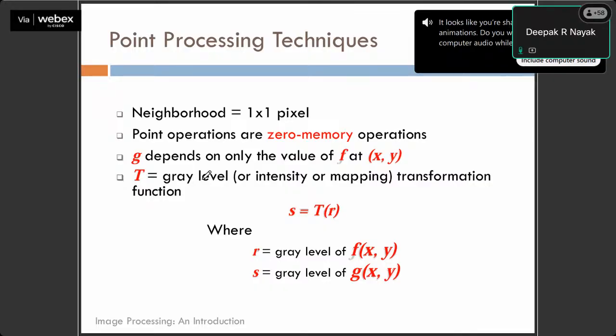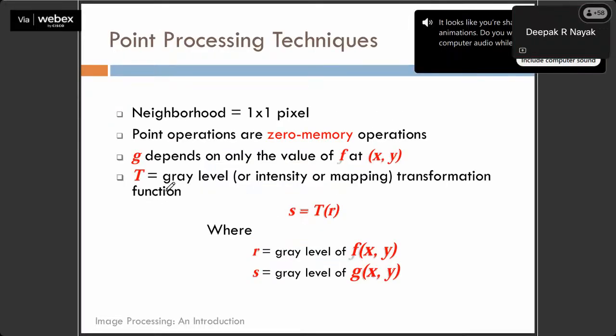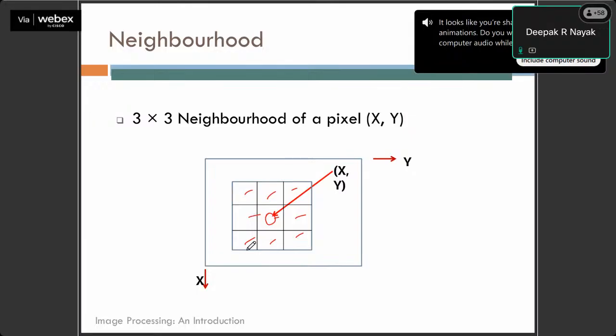In point processing, I can say the neighborhood size is 1 cross 1, because I'm only considering the corresponding pixel in the input image. I'm not going to look at others. I'm only going to look at the central pixel which we are considering. So these operations are zero memory operations, where you need not store the neighborhood in a different array or memory.